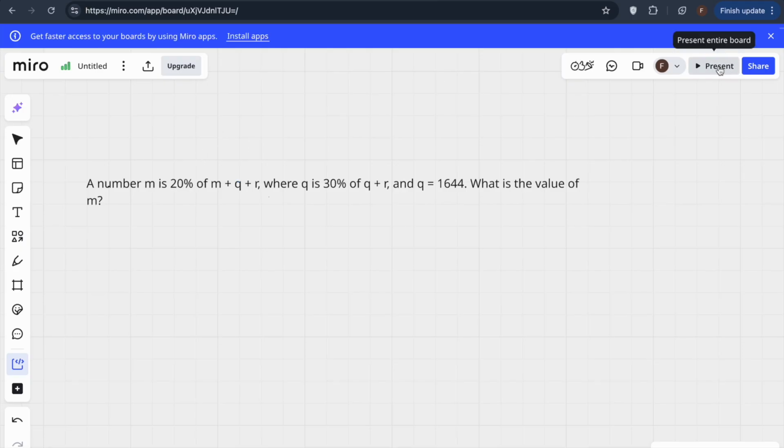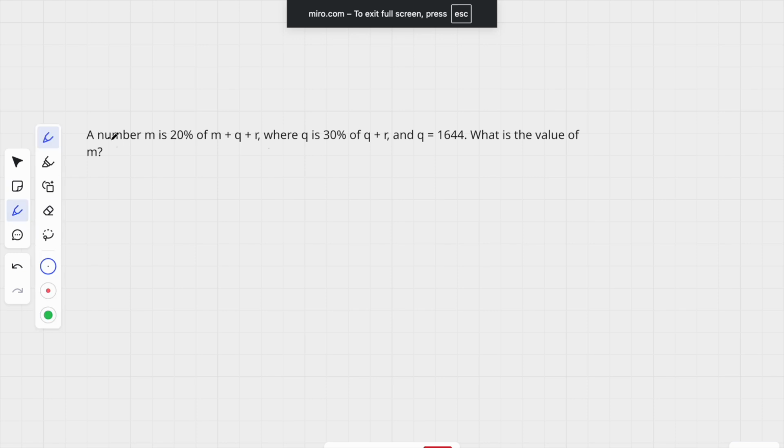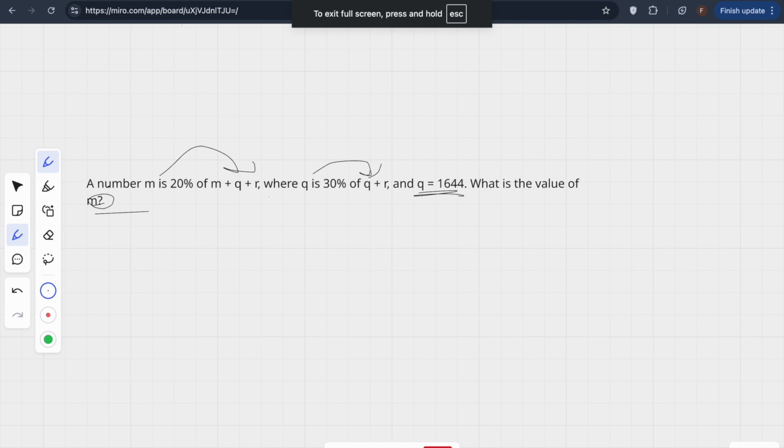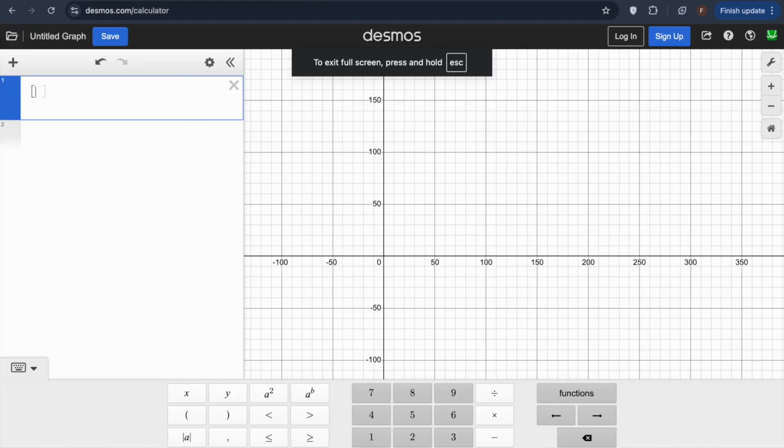Then let's look at another problem. We have that a number m is equal to 20% of m plus q plus r, where q is 30% of q plus r and q is 1644. What is the value of m? So we know that m is 20% of the sum. We know that q is 30% of the sum, and we know that q is equal to the number, and we must find m. So as in the previous method, let's just plug all that information into Desmos.